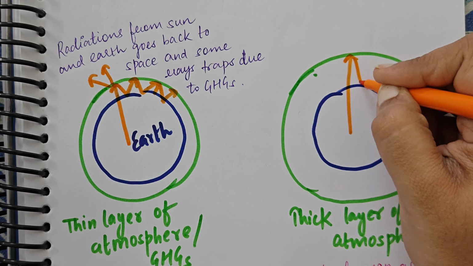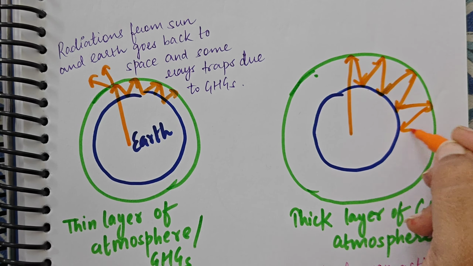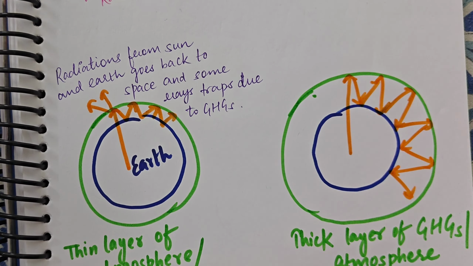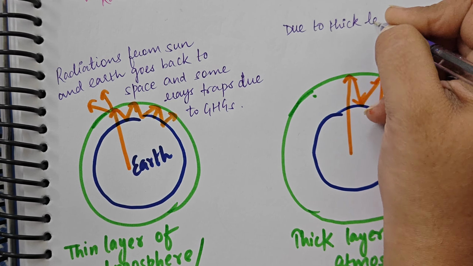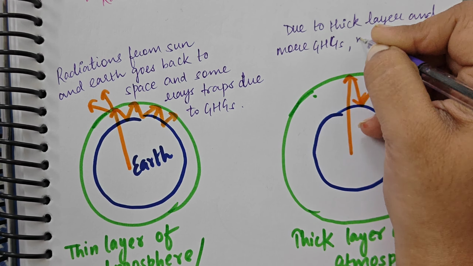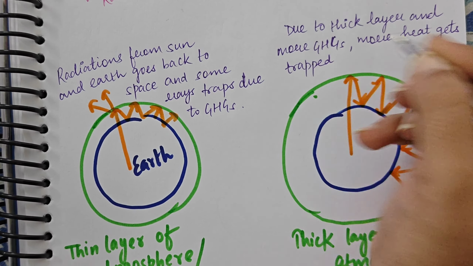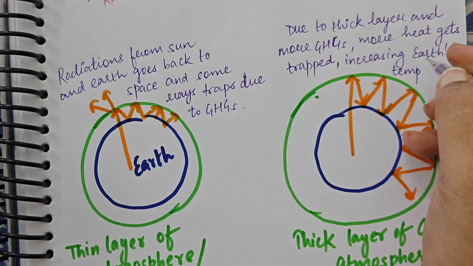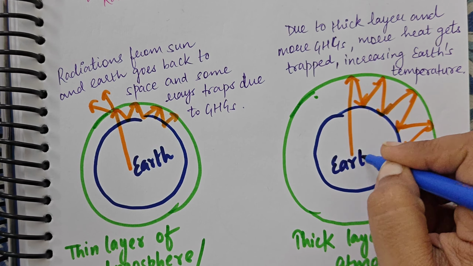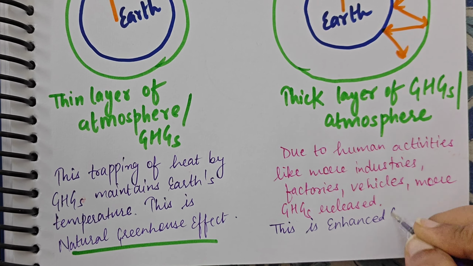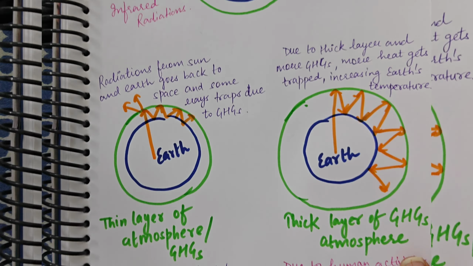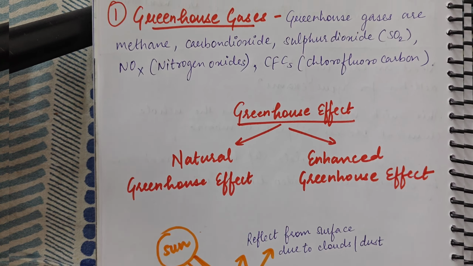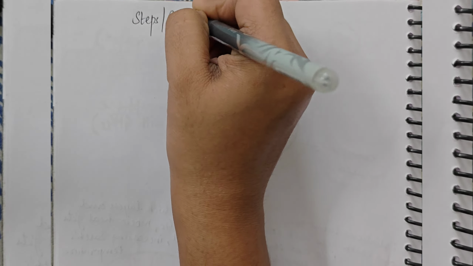While in the enhanced greenhouse effect, due to the thick layer of greenhouse gases, instead of escaping, a massive amount of infrared radiation gets trapped and bounces back down to the surface. This excessive trapping of heat causes an increase in the Earth's temperature, leading to global warming and ultimately climate change. The enhanced greenhouse effect may lead to flooding, desertification, drought, and wildfires.